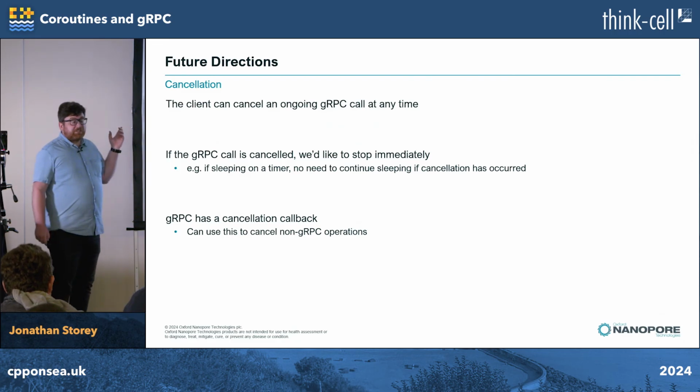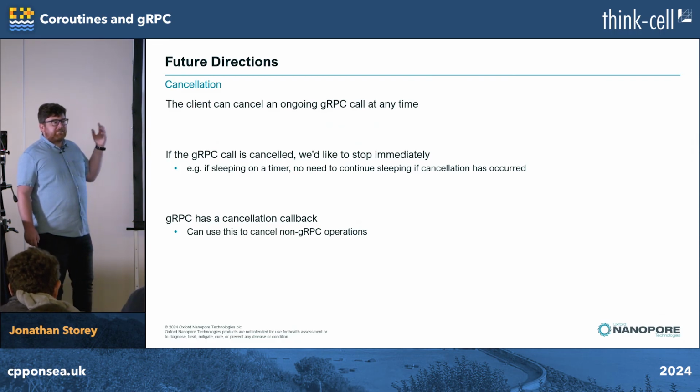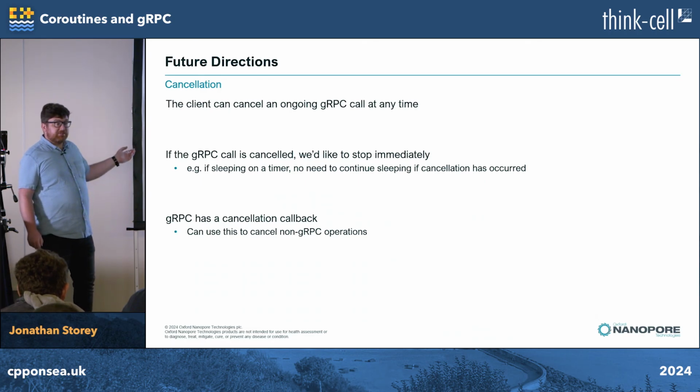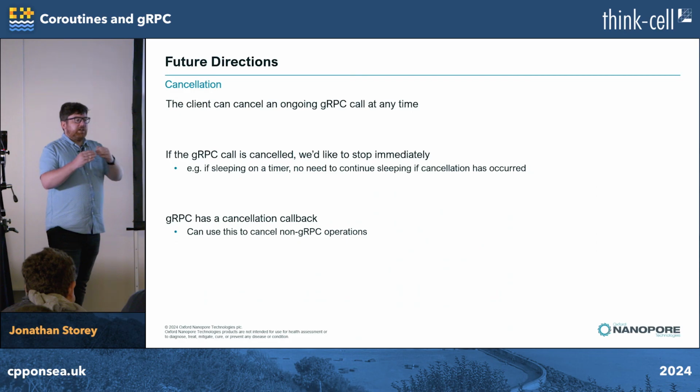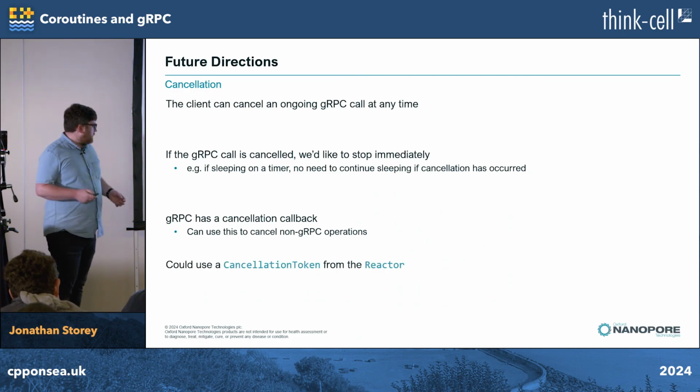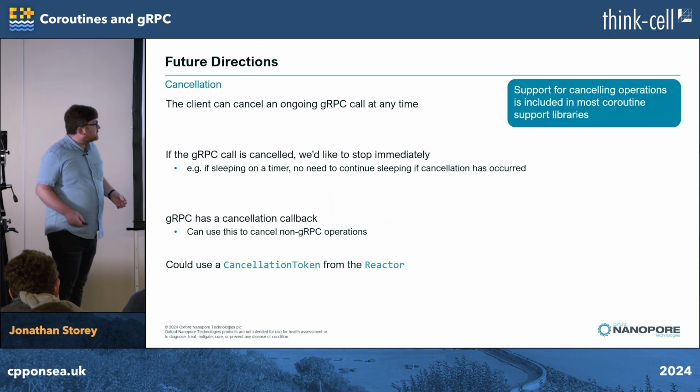There's cancellation. I haven't talked about cancellation, but obviously if you've got an asynchronous call happening and the client cancels, you want to stop what you're doing as soon as possible so you can free up resources for another call to be handled. gRPC has a cancellation callback. It's called onCancelled. You can use this to cancel non-gRPC operations. So if you were waiting on a timer and the onCancelled callback is called, you cancel the timer wait or just destroy the coroutine. You can use cancellation tokens.